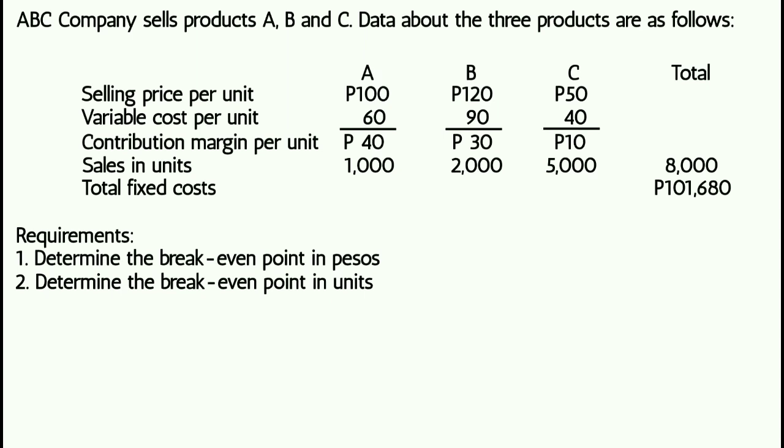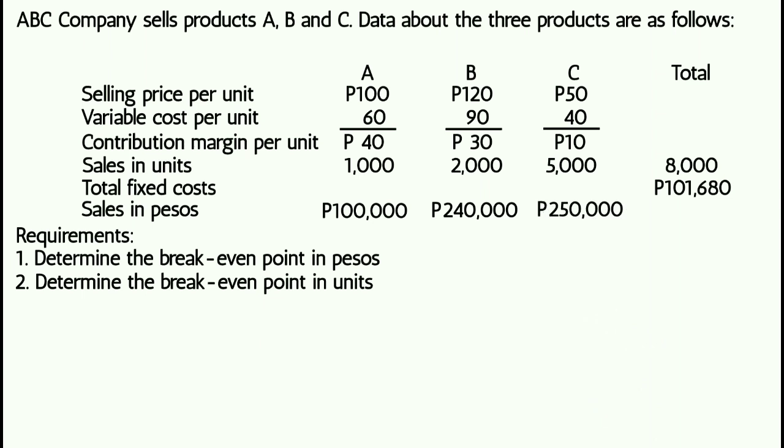Before we answer requirement number 1, i-compute muna natin yung sales in pesos for each product. Para ma-compute yung sales in pesos, imumultiply natin yung selling price per unit sa sales in units. So for product A, 100 pesos times 1,000 units. That is equal to 100,000 pesos. For product B, 120 pesos times 2,000 units. That is equal to 240,000 pesos. And for product C, 50 pesos times 5,000 units. That is equal to 250,000 pesos. So all in all, the total sales in pesos is 590,000 pesos.